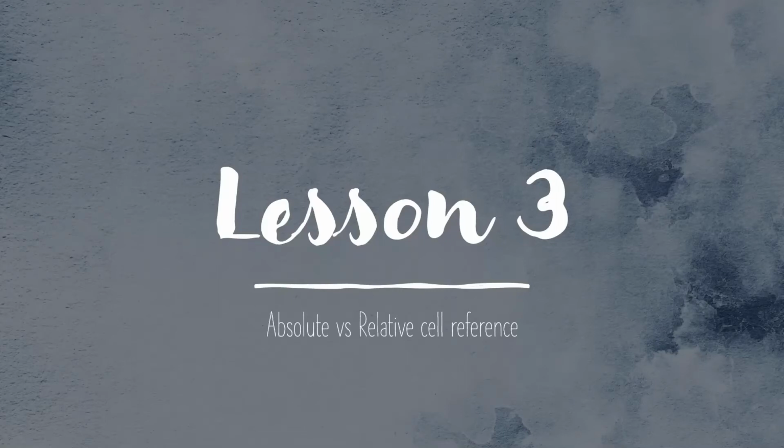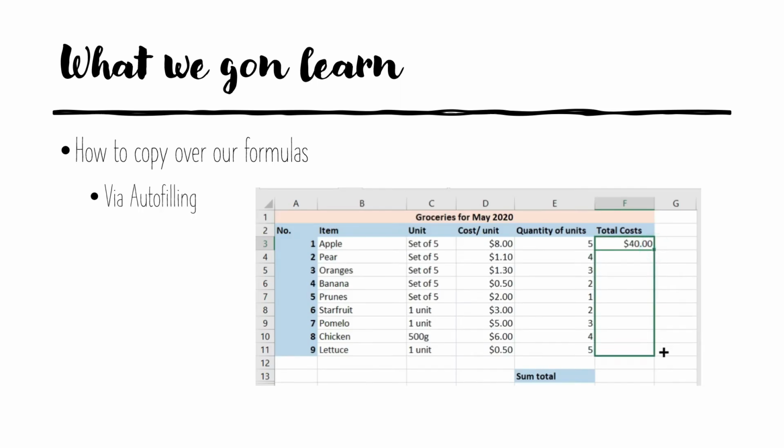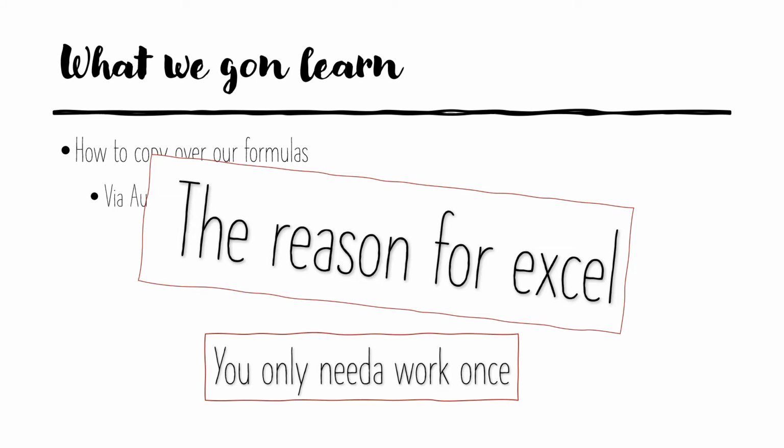In the previous video, we learned all about functions. In this video, we will learn about how to copy over our functions properly. In the very first lesson, we learned about autofilling, aka copying our formula to other cells by dragging the bottom right corner of the cell. This is basically why people should use Excel, because you just need one good formula and Excel will do the rest of the work for you. But it is very crucial to get that first formula correct.